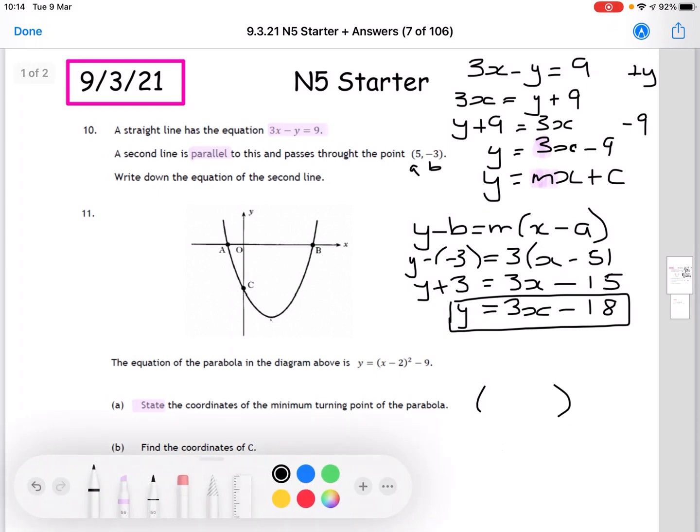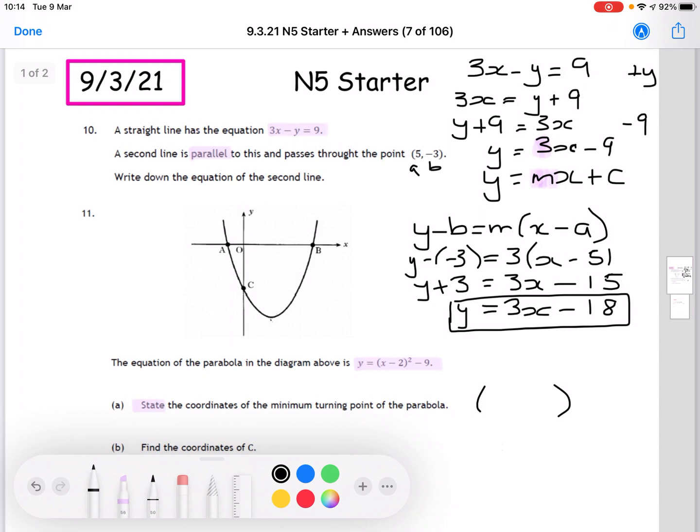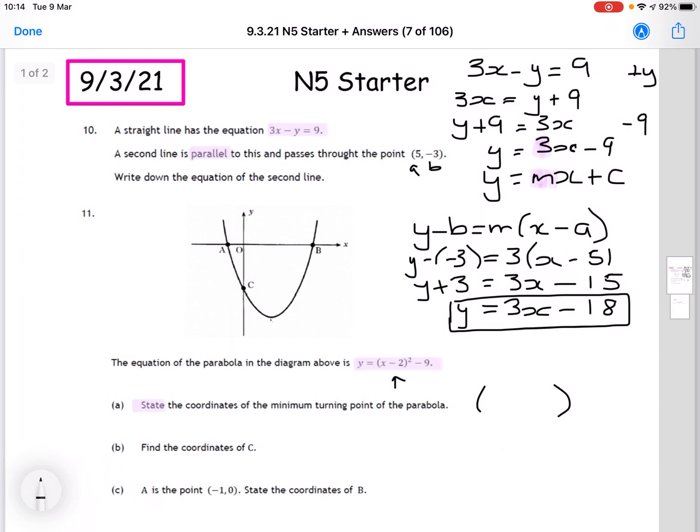So your turning point comes from the equation of your line. Our equation is y equals (x minus 2) all squared minus 9. So we change the sign of this number in the bracket. That's minus 2 in the bracket, so it's going to be a 2. And then we don't change the sign of the number at the end, so minus 9. So (2, -9) is your turning point.